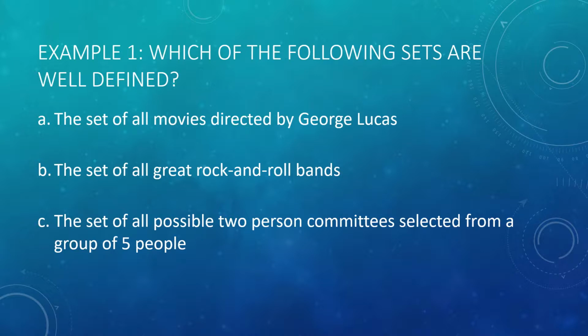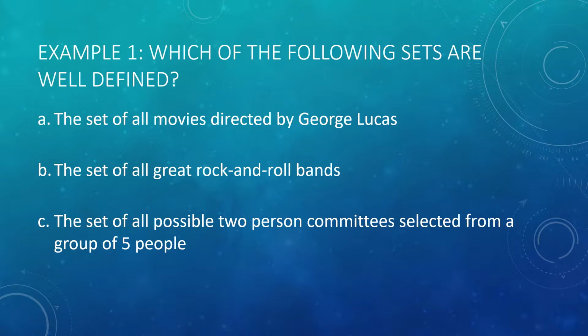So here we have an example. It says, which of the following sets are well-defined? First, we have the set of all movies directed by George Lucas. Then we have the set of all great rock and roll bands. And then the set of all possible two-person committees selected from a group of 5 people.